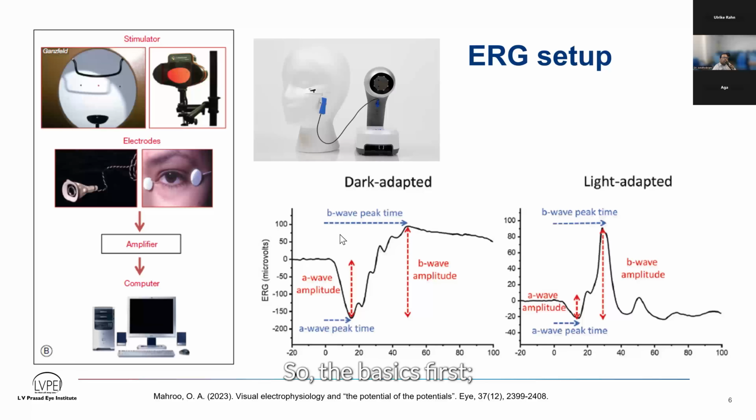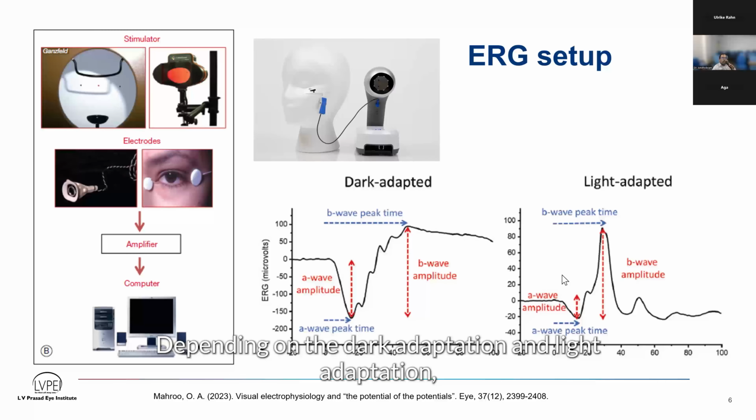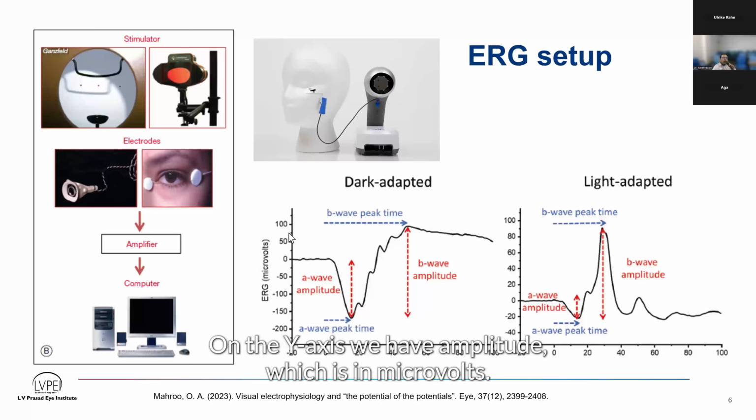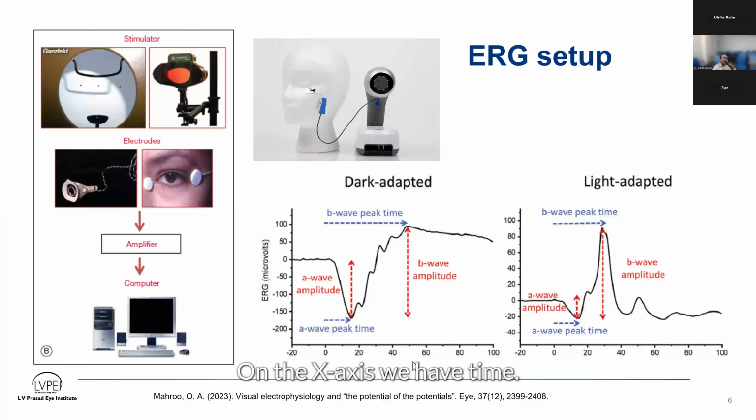So the basics first. Here we have two waveforms. One is dark adapted and one is light adapted. Depending on the dark adaptation and light adaptation, the amplitudes and the waveform characteristics vary. On the y-axis, we have amplitude, which is in microvolts. On the x-axis, we have time.